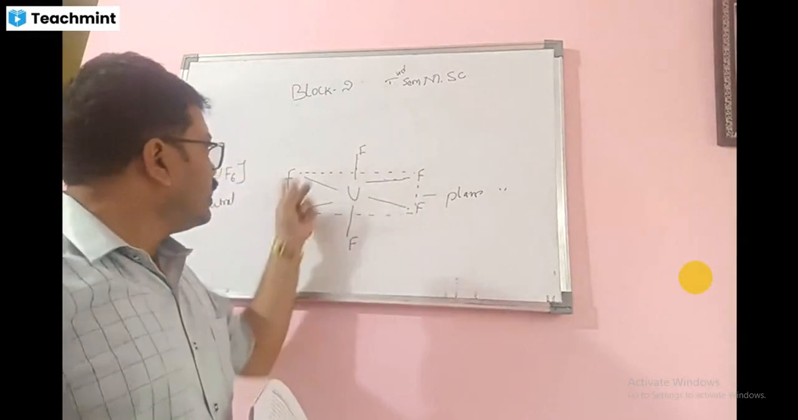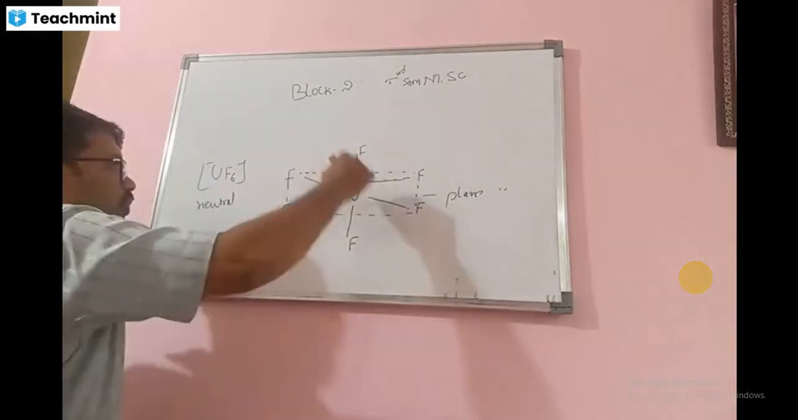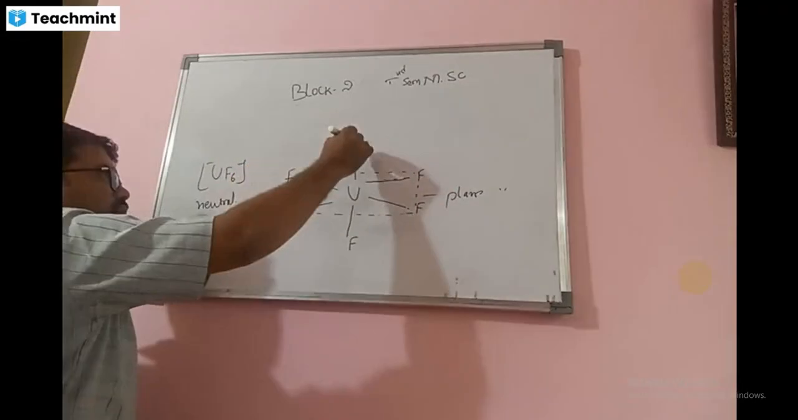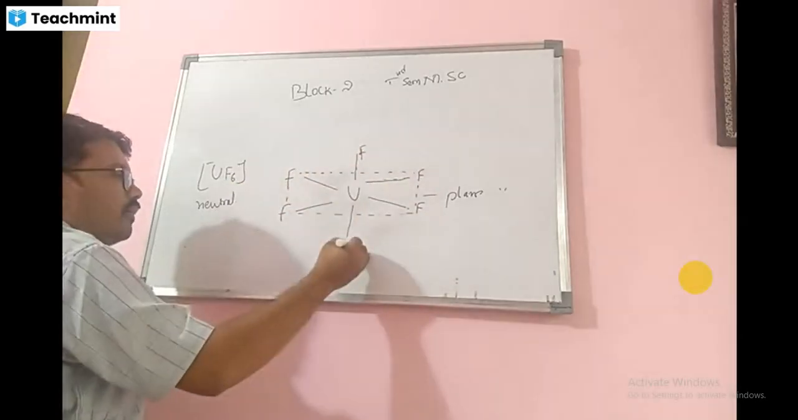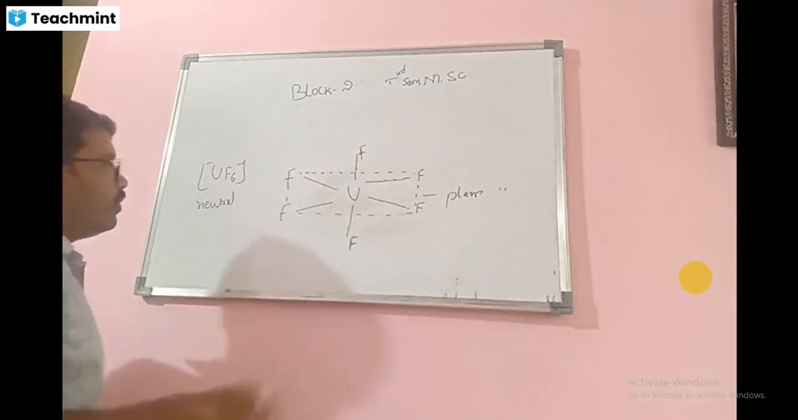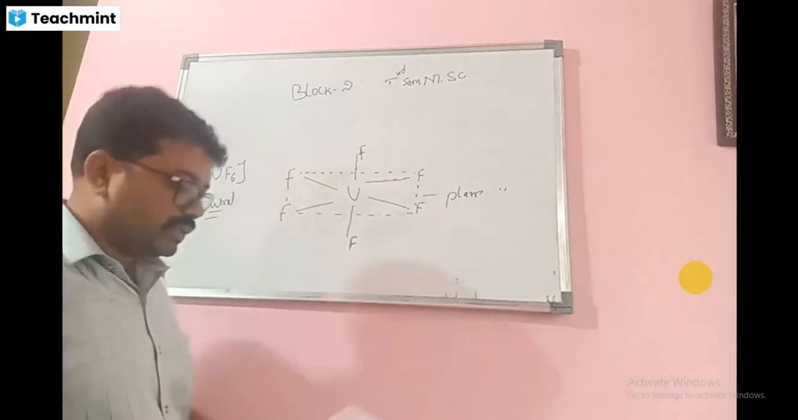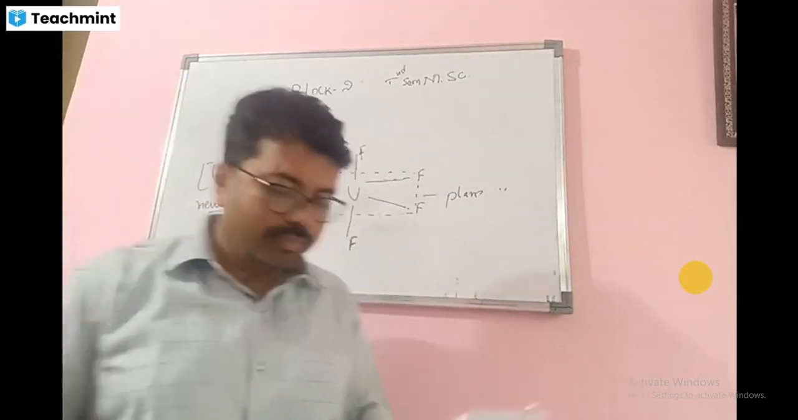The 4 corners are on the plane. These 2 fluorines are above and below the plane. This is above the plane, this is below the plane. This is a neutral complex.